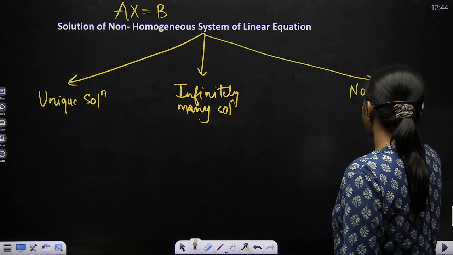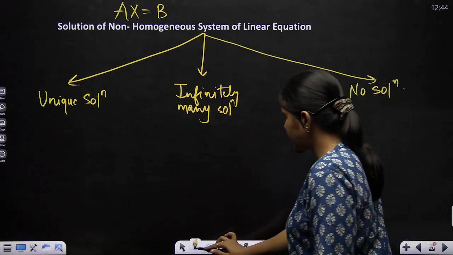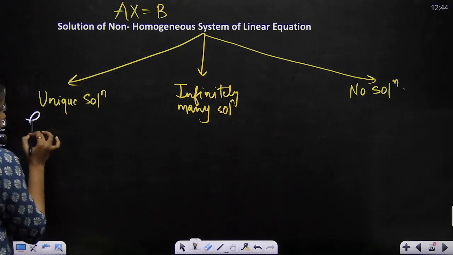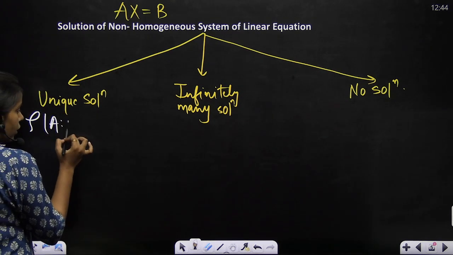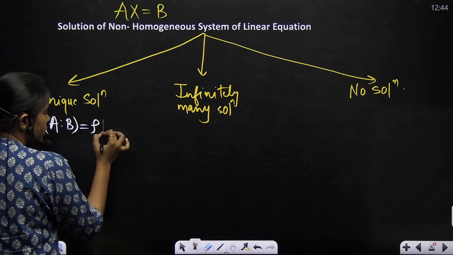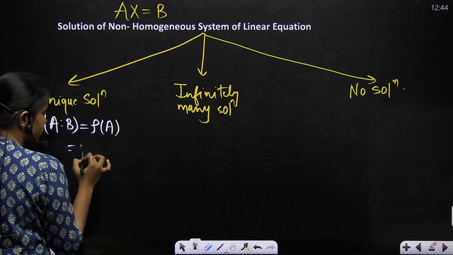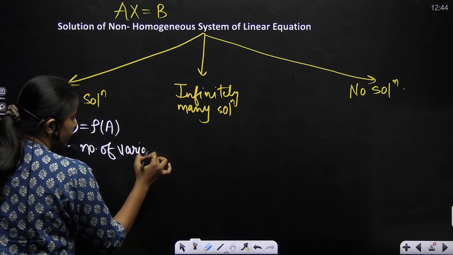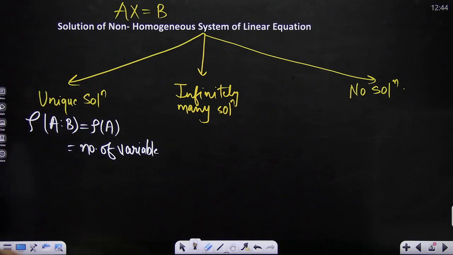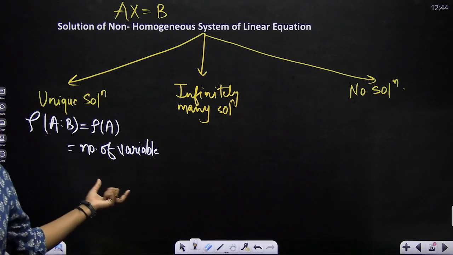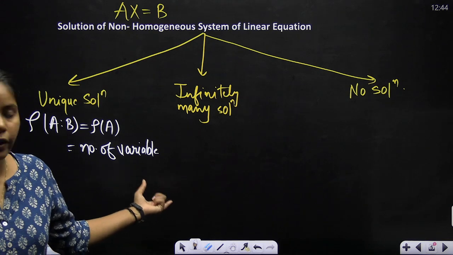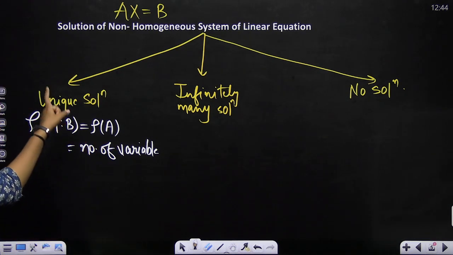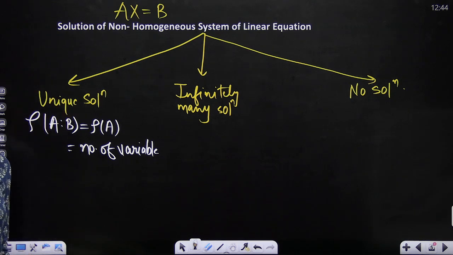and another one we have here is no solution. The system would have a unique solution if you find that rank of A augmented B is equal to rank of A is equal to the number of variables. If all three things are equal, then you would have a unique solution. So you would find out the rank of the augmented matrix, you would find out the rank of A, and you would see how many variables you have been given in the question. So if all these three values are equal, then we have a unique solution.